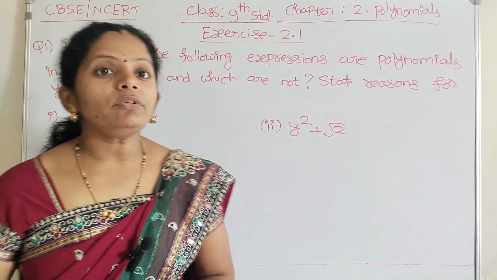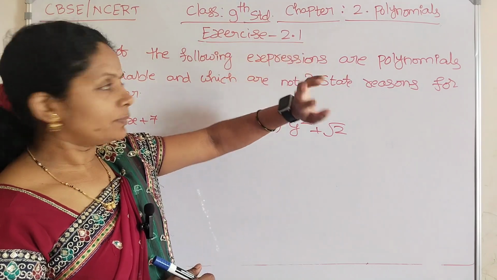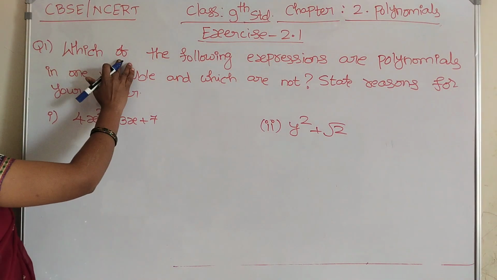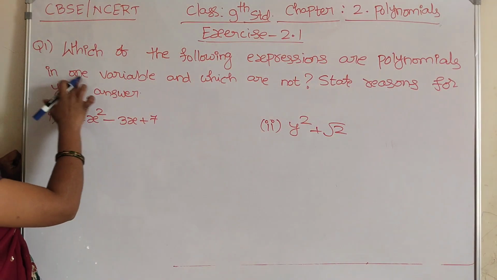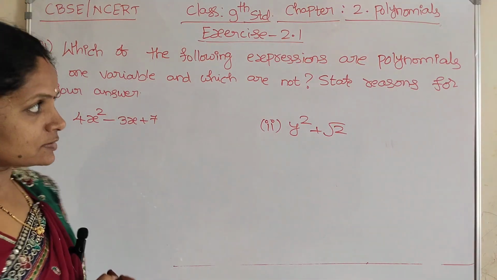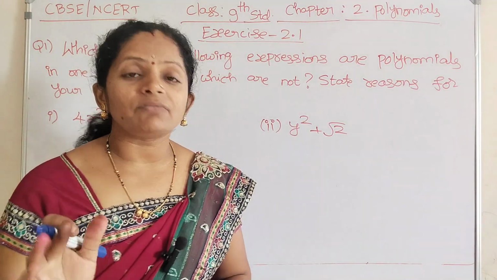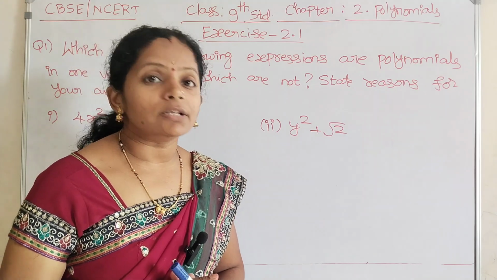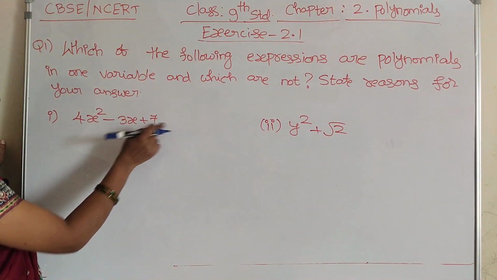Let us discuss the first exercise from this chapter, exercise 2.1. Let us read a question. Which of the following expressions are polynomials in one variable and which are not? State reasons for your answers. Here, not only answering whether the given expression is a polynomial in one variable or not, we have to write the reason why it is and why it is not. First question is 4x square minus 3x plus 7.